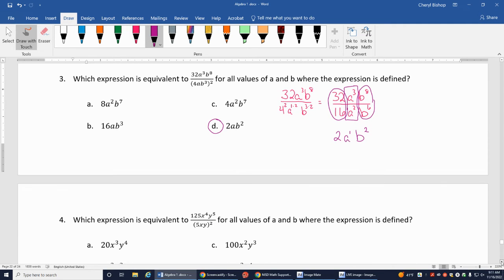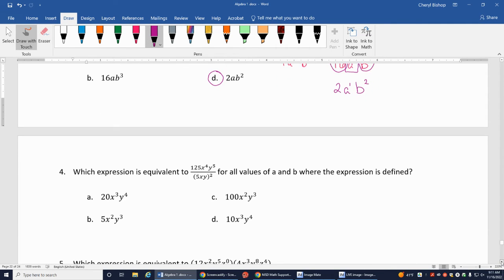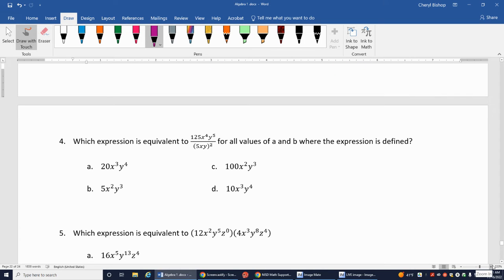Okay, so number 4 is almost exactly like the one we just did on number 3. I'm going to start, my numerator is going to be exactly what it is. It's going to be 125 x to the fourth, y to the fifth. And then as I write this one down, I'm going to go ahead and do this square. 5 raised to the second power is 25. X raised to the second power is x squared. And y raised to the second power is y squared.